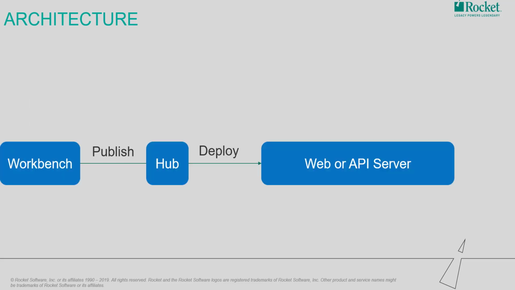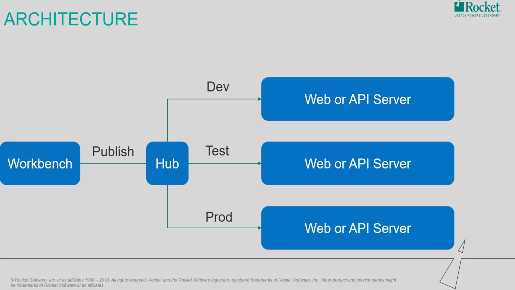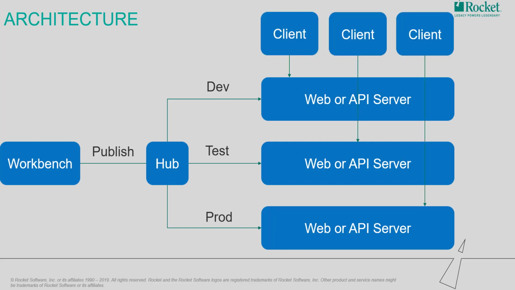So this is what the architecture looks like. From the workbench, you will publish your project to the hub, and then deploy your project to various web or API servers. Of course, you will have different environments. Here you can see we've got a dev, test, and production environment, and your clients will then connect to each of those environments accordingly.